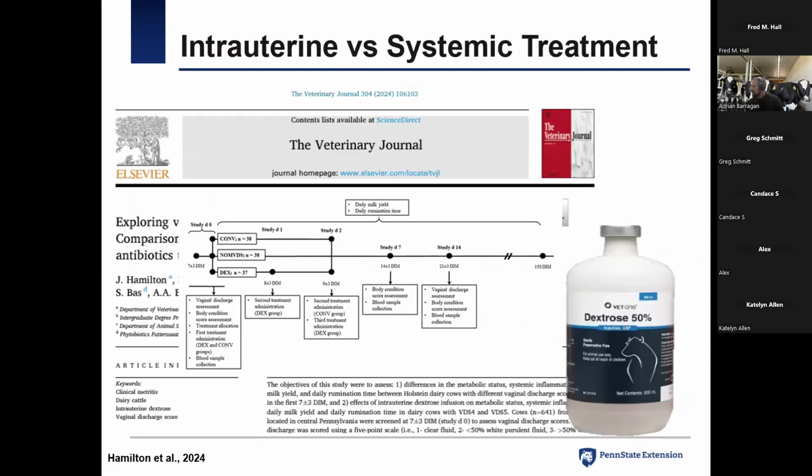And then the other study that I wanted to cover when it comes to treatment that we published, this also was published this year. This is from our lab, where we compare intrauterine dextrose alone with systemic antibiotic treatment alone, right? And here you have the experimental design right here.